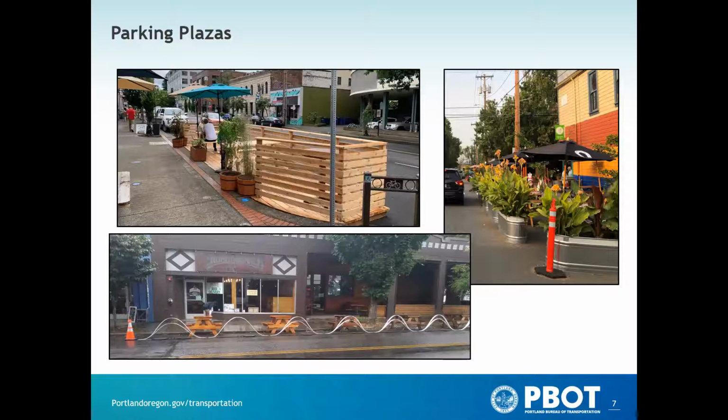On the right, you have some planters, which are also allowed, and you can see that they've used their reflective cone to delineate the corner and then use the planters to create kind of a secluded space for their diners. And then in the bottom, there's an option here with wave delineators, or what those white things are called, kind of framing out that parking plaza space with the cones at the end as well.